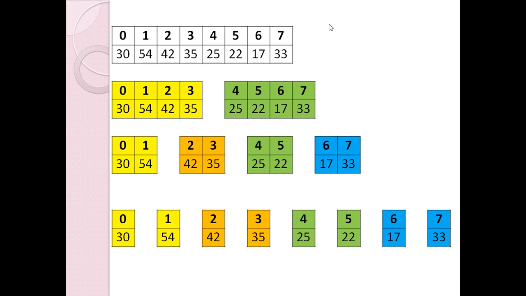So now in memory the array is stored in the same way, but it is seen as two arrays of smaller size. 3 is the midpoint, so 0 to 3, and mid plus 1 to high, that is 4 to 7. So this array is divided into two arrays. So now the problem of 8 elements has been converted into two problems of 4 elements.